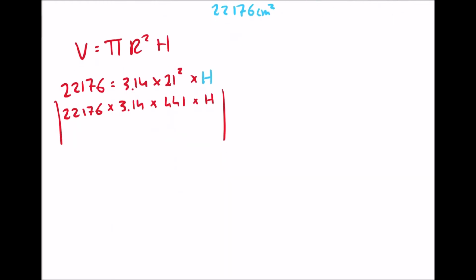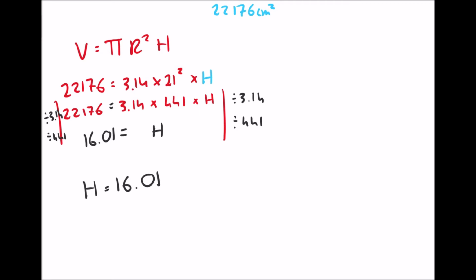Now I have one equation, one unknown, which is the h. So let's divide by 3.14, and we'll also divide by 441. I'm just doing it quickly there. You can do it step by step. Okay, when you do that, you will get h equals 16.01. So the height equals 16.01 centimeters.